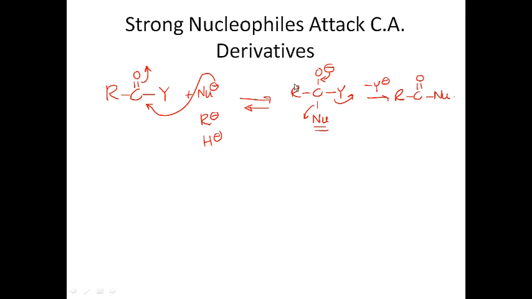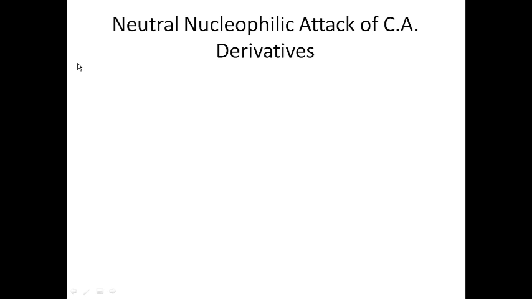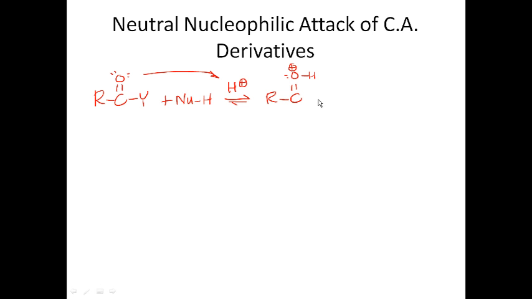What happens when we do this reaction under acidic conditions? So let's look at how a neutral nucleophile would attack a carbonyl. First of all, we would have our carboxylic acid derivative. If we have a neutral nucleophile, it's going to have a hydrogen attached to it. We know that neutral nucleophiles, except maybe amines, are not going to be able to attack the carbonyl directly. So this reaction is going to need some help. And so we're going to use acid, and we're going to protonate that oxygen. And so when we protonate our carbonyl oxygen, we end up with that oxonium ion.